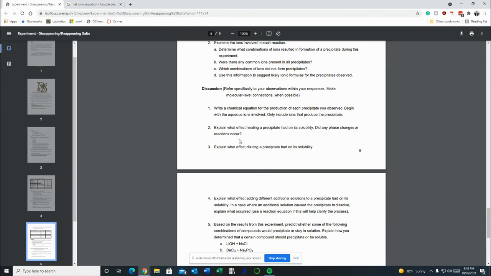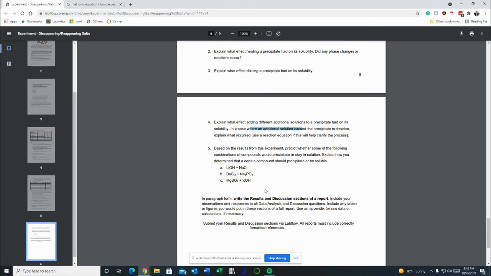Questions 2 through 4 are all very simple. They're based off of what you did in step 7, where you took those previous precipitates and applied new conditions to them. You're just going to talk about what you saw. Very simple. And then question 5, this one's asking you to use the results from this experiment to try and predict if you're going to get any precipitates from these 3 reactions, and then what those precipitates are. So you can both use your data and you can also use solubility rules you find online to determine what you think will precipitate, if anything precipitates, from these reactions.